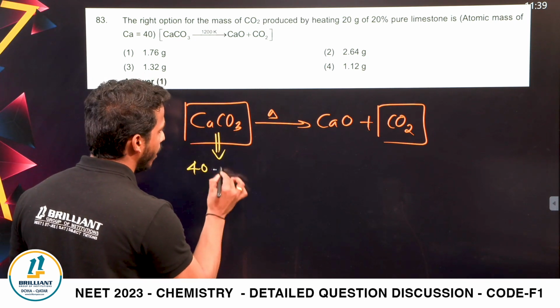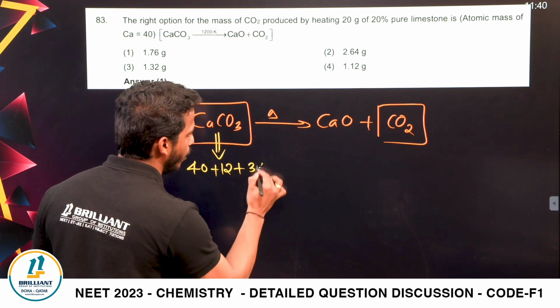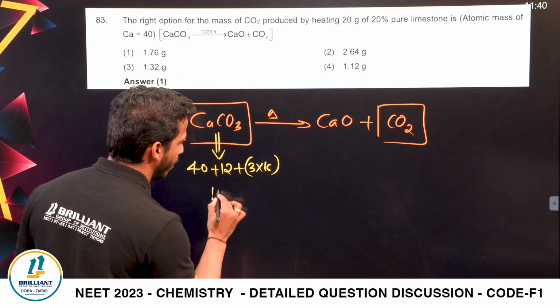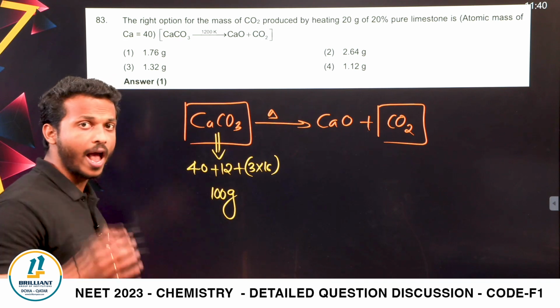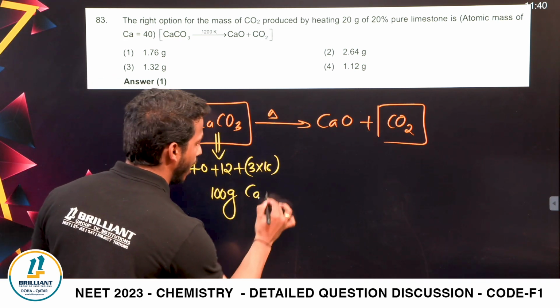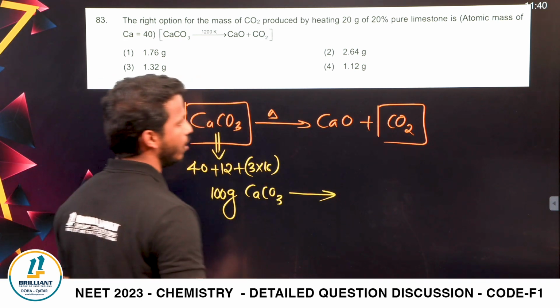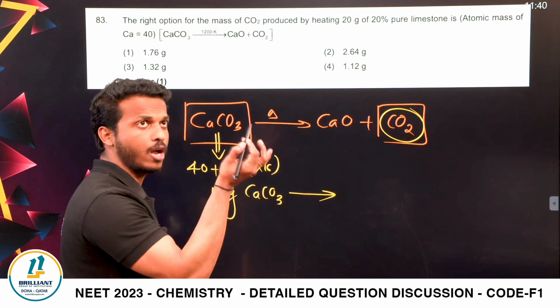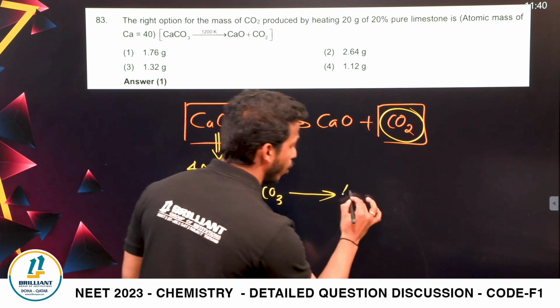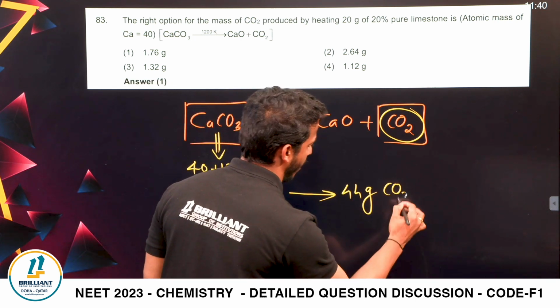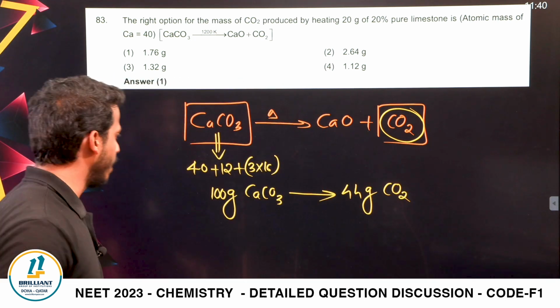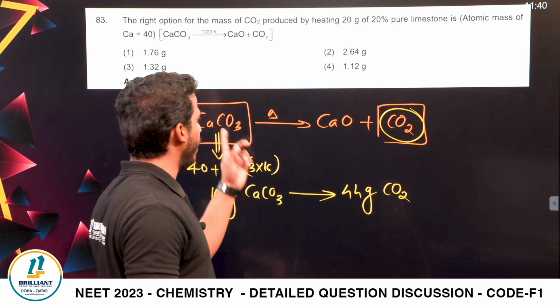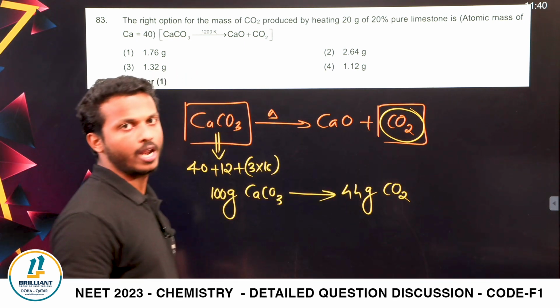Calcium 40, carbon 12, oxygen 3 into 16. The mass of calcium carbonate is total 100 gram. As per the reaction, 100 gram calcium carbonate when decomposed, I think it's balanced one, how much carbon dioxide you will get? Carbon dioxide: carbon 12, O2 32, total 44 gram of carbon dioxide. So 100 gram calcium carbonate decomposed gives you 44 gram carbon dioxide.